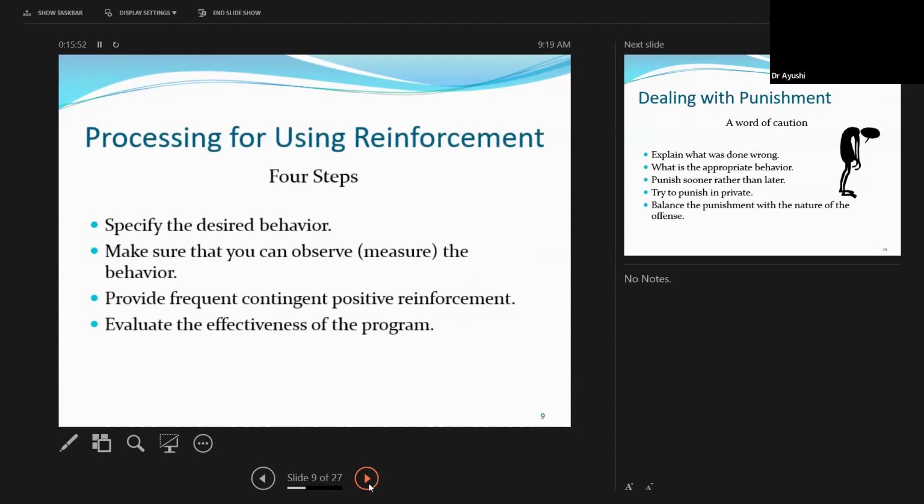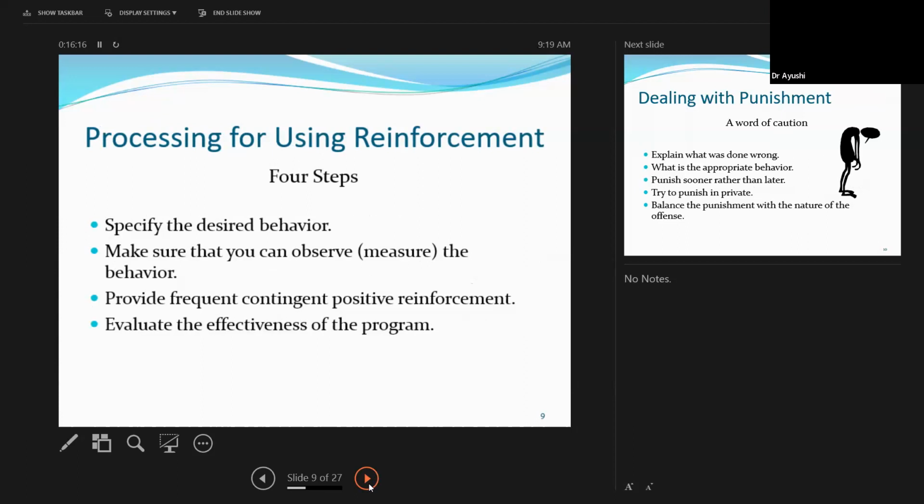So the process for using reinforcement. First, specify the desired behavior. You have to tell the person in detail what kind of behavior you are expecting, and then make sure that you can observe or measure the behavior, whether it's a good behavior, to what extent it was satisfactory or to what extent it wasn't.